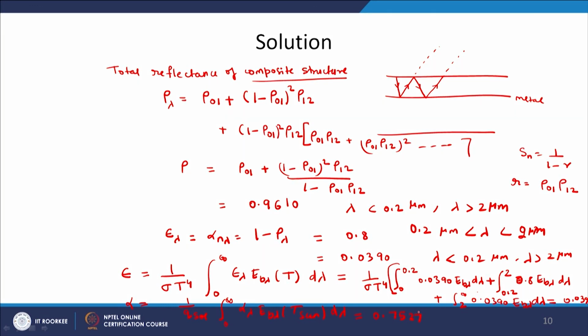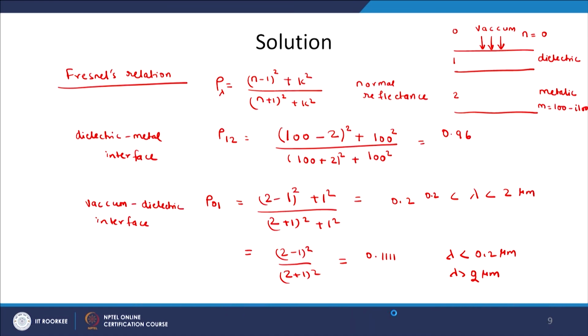So, what we see in this example is that just by combining a dielectric sheet with a metal substrate, we have achieved a total emittance which is very low, the value is 0.039, and we have achieved a high absorptance, the value is 0.7527.